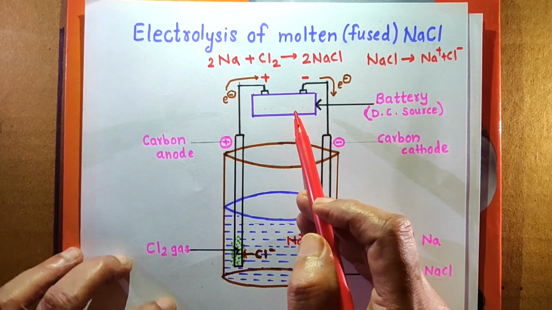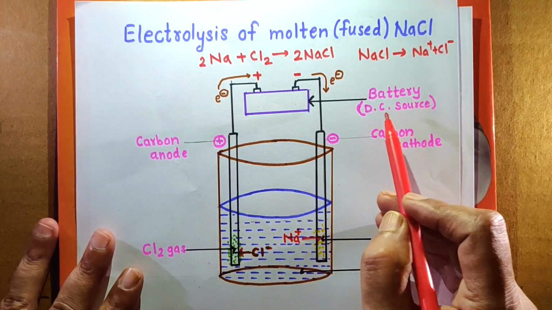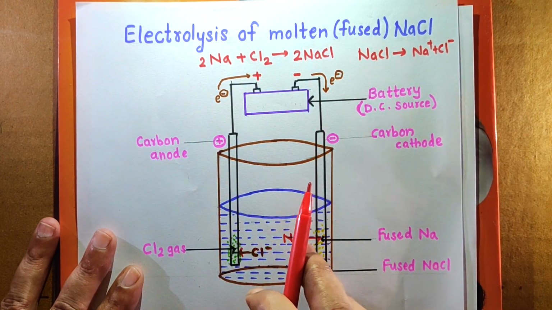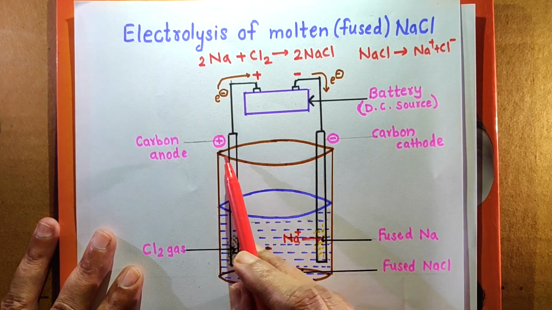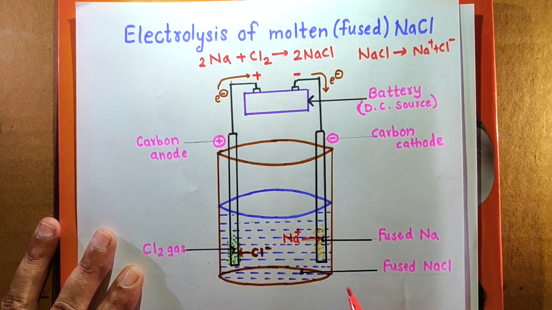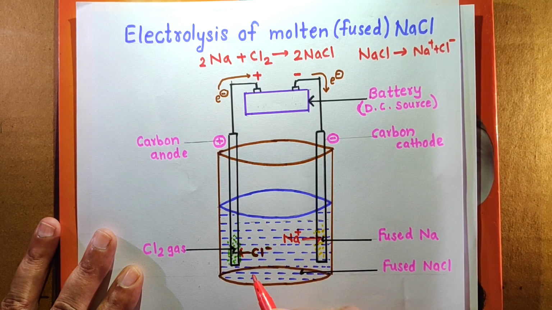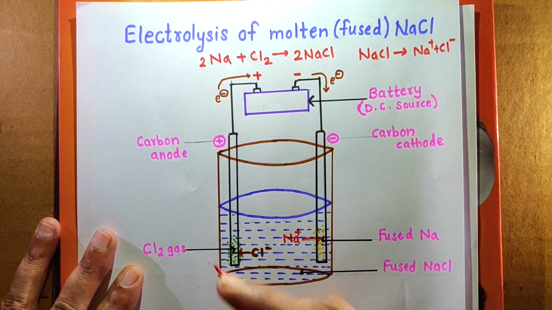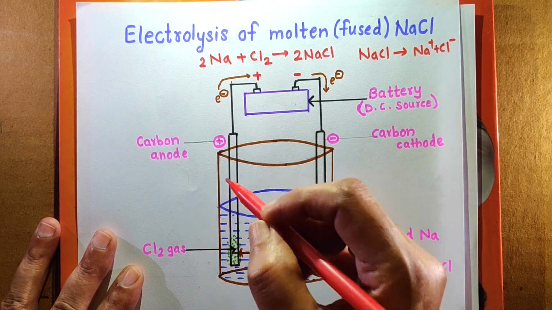Direct current supply is carried out by using this battery. We have said it is direct current source. So this is the construction of this electrolytic cell. In one container we have taken fused NaCl, which contains Na+ ions and Cl- ions. Remember, fused NaCl will contain Na+ ions and Cl- ions. Two graphite rods are dipped in this NaCl.